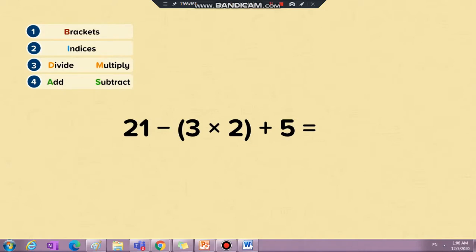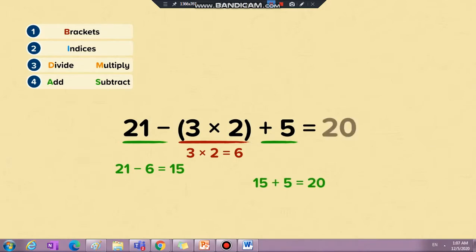Here's another example. Again, we first identify the operations. There's an operation inside brackets here, some subtraction here, and some addition here. We then order the operations. First we do the operation inside the brackets, then we're going to subtract, because when it's operations of equal priority, we just go from left to right, and then we'll add on the 5 at the end. 3 times 2 is 6. 21 take away 6 is 15, and 15 plus 5 is 20. The answer to this problem is 20.